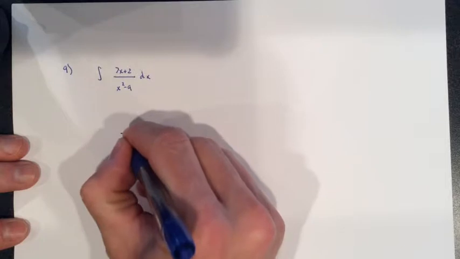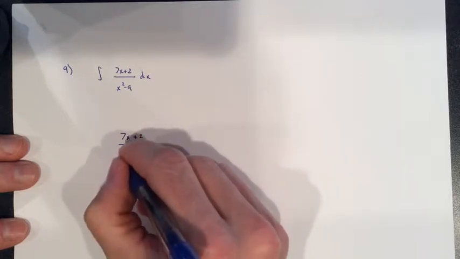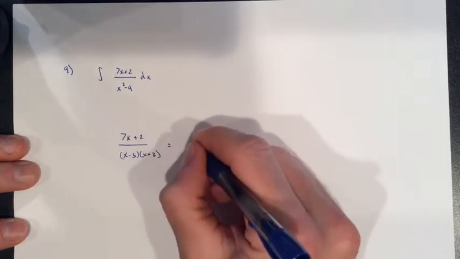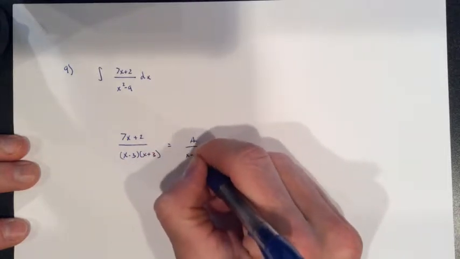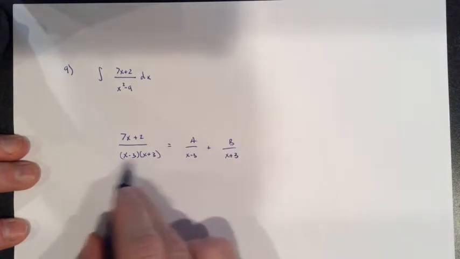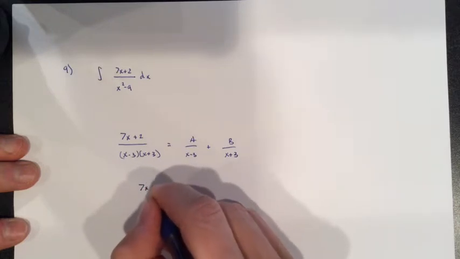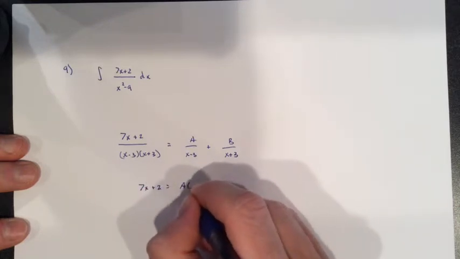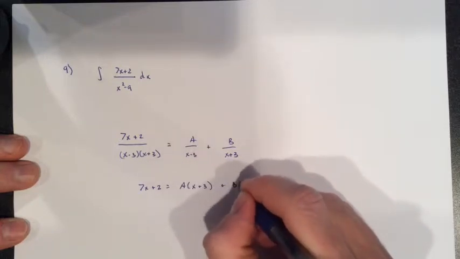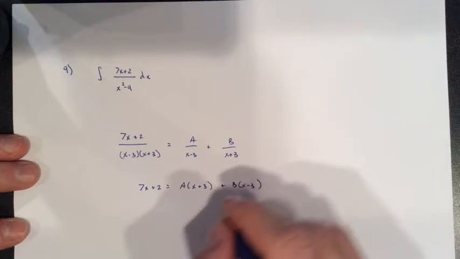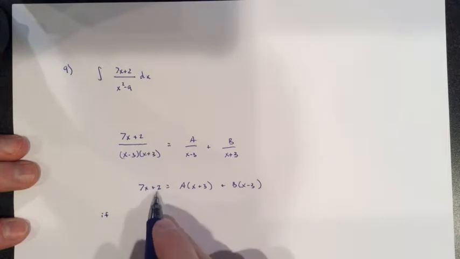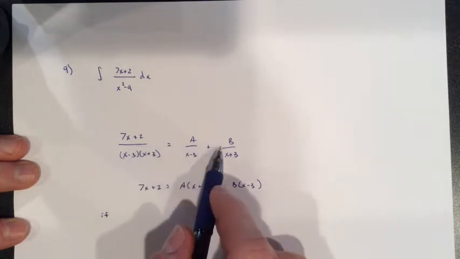So what we're going to do is we're going to say 7x plus 2 over x minus 3 times x plus 3. And I can rewrite that as some a over x minus 3 plus some b over x plus 3. We're going to multiply by the common denominator, which just gets rid of all the denominators, and gives us a times x plus 3 plus b times x minus 3. And now I'm going to say, well, you know what? This needs to be true for all x values. So again, this is equal to this because this is equal to this for all x.